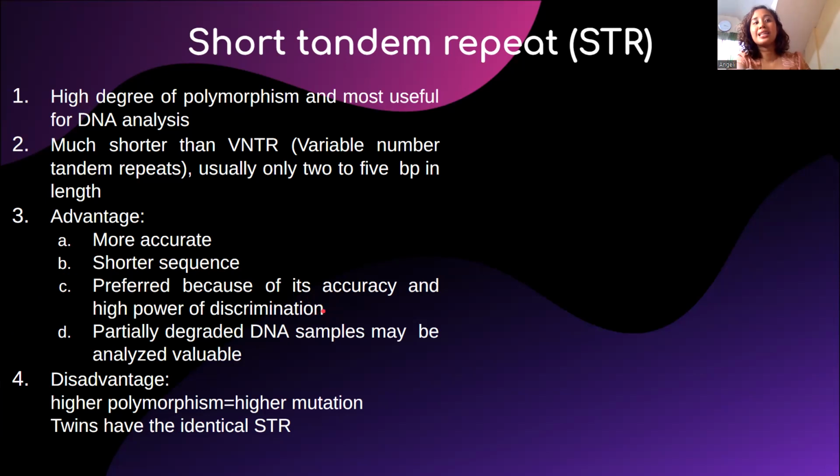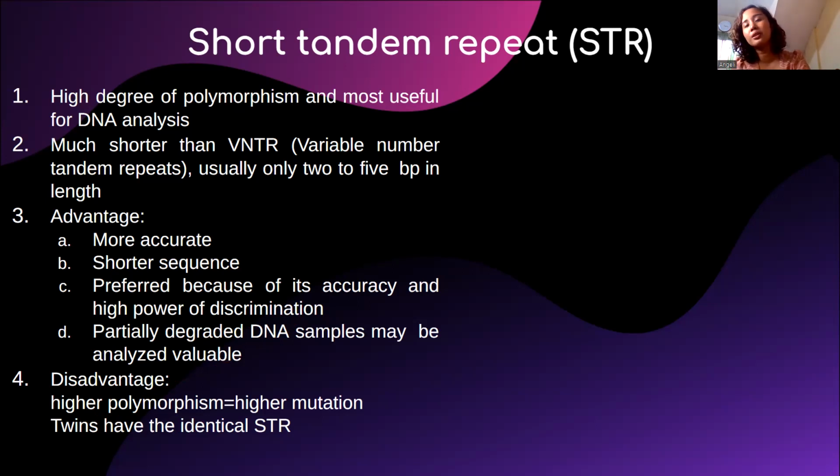It has high power of discrimination. You could easily discriminate, not stereotyping. You could easily distinguish a person from another through STRs. And even though the samples are already degraded, you could still use it. So that's the advantage of STR. It could withstand degradation. It could still be detected.